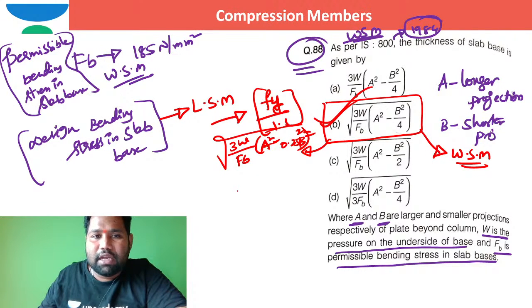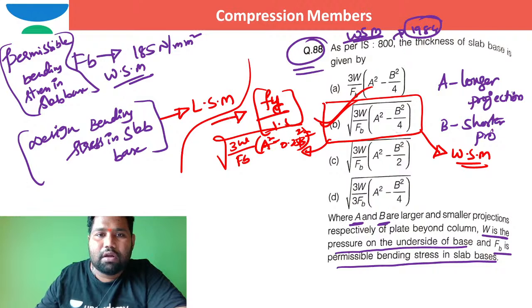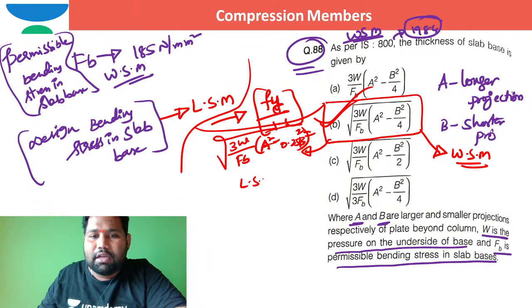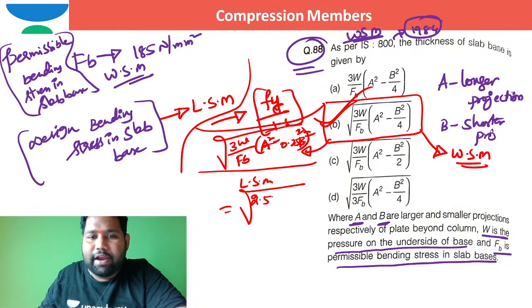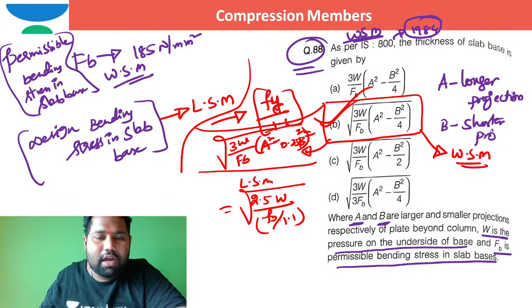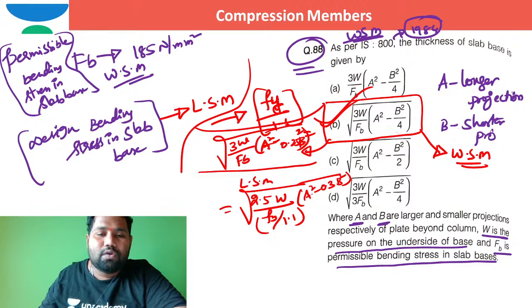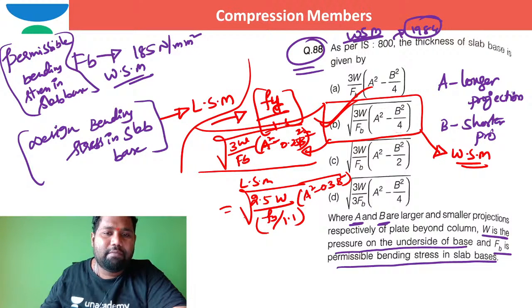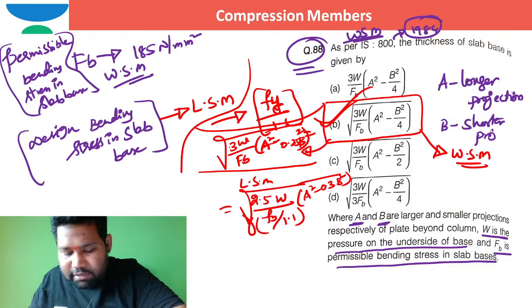So as per limit state method, it is the square root of 2.5 times W by permissible stress. What is the permissible stress? It is Fy by 1.1, where 1.1 is generally called gamma m0 if you refer to the code, into A square minus 0.3 times B square. So this is the answer in case of limit state method, and the earlier one is the answer in case of working stress method.